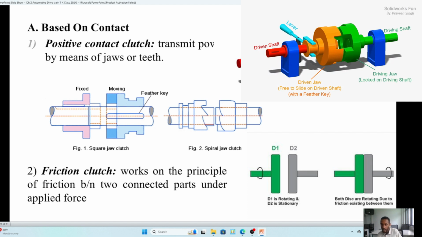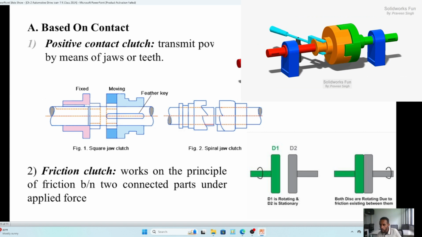This positive contact clutch will transmit power by means of what? The shape. If you see this one, it will have a slot and it will have a positive. So if we insert this part into this slot, the clutch will be engaged, and if we remove this part, or if this part is moved backward, the clutch will be disengaged. So we call this one a jaw or teeth type clutch, or positive clutch.